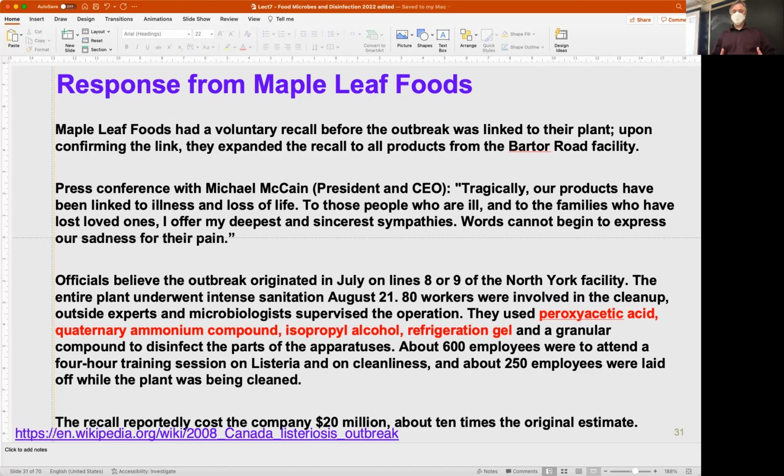600 people had to attend training sessions on how to get rid of Listeria, and 250 people were laid off while the plant was being cleaned. So you can see they've put a lot of effort into trying to get rid of the problem. It says here the cost was 20 million, 10 times the original estimate. So they thought it would only be 2 million as a cost, but I think due to the settlements as well as the cleaning, it's quite expensive.